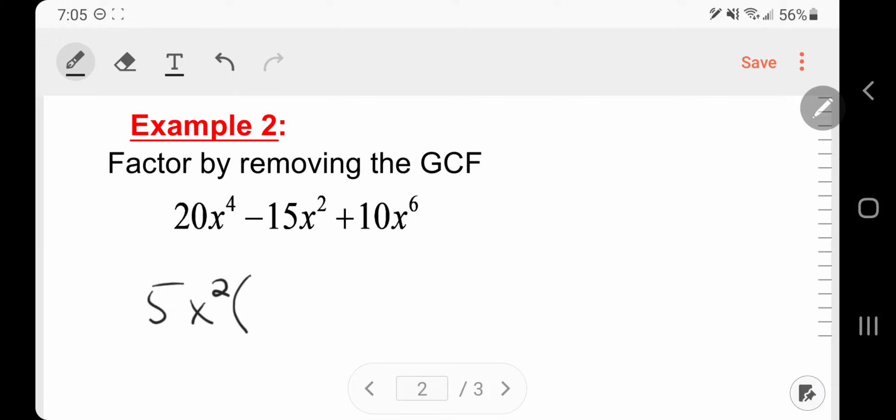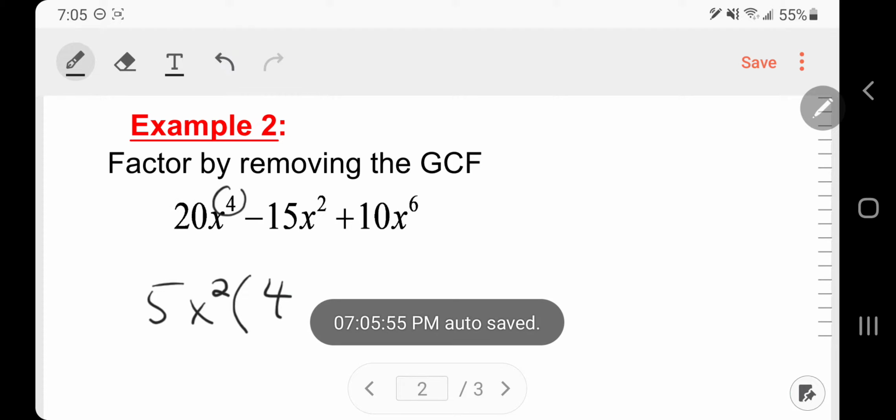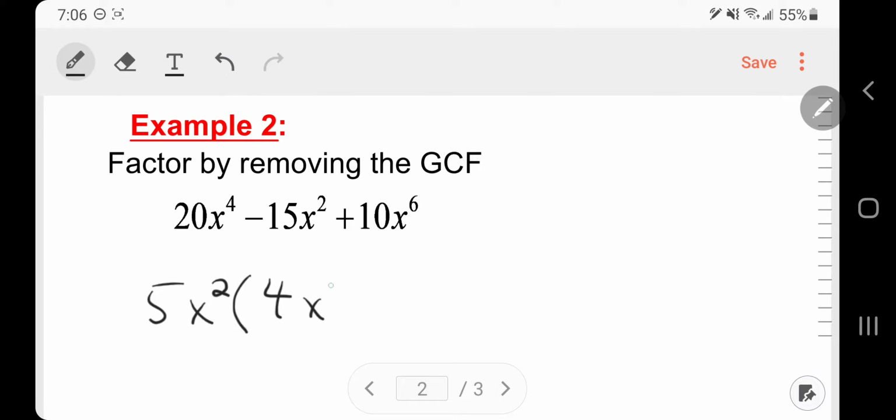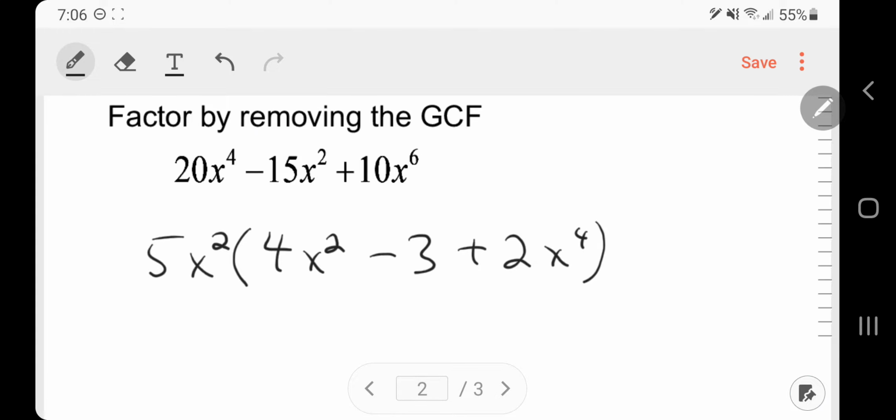And now I'm going to use the rules for division to divide each of our terms by this common factor. So 20 divided by 5, that would give me 4. And then x to the fourth minus x squared is going to give me x squared. Negative 15 divided by 5 is going to give me a negative 3. X squared minus x squared is again x to the 0, so I don't need to write that. 10 divided by 5 is going to give me 2. And then x to the sixth minus x squared is going to give me x to the fourth. And there you have it.